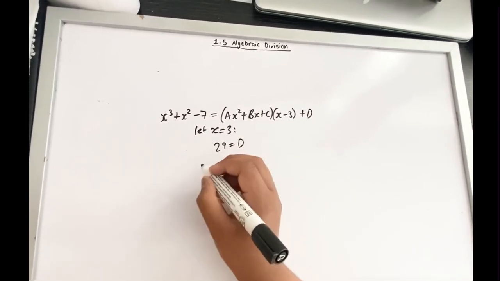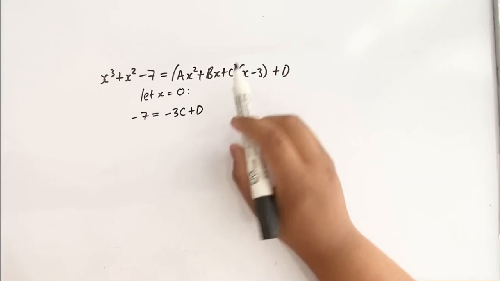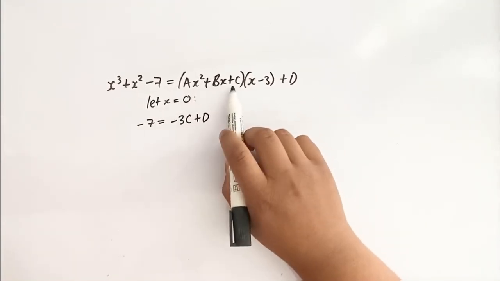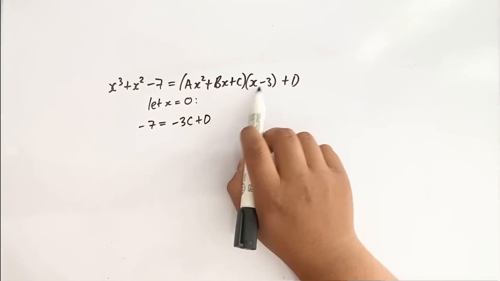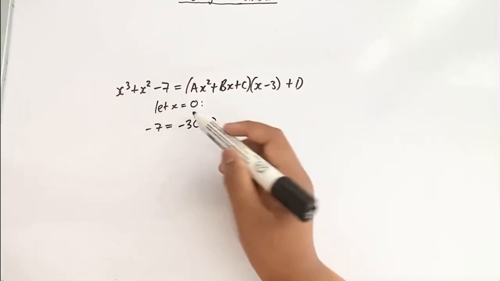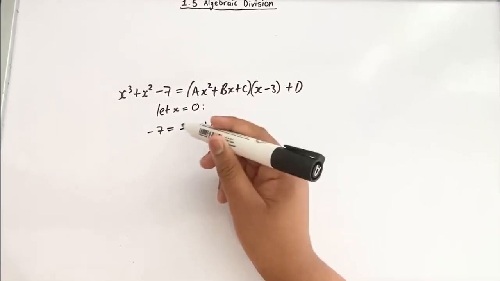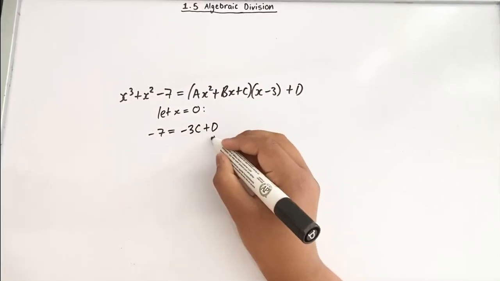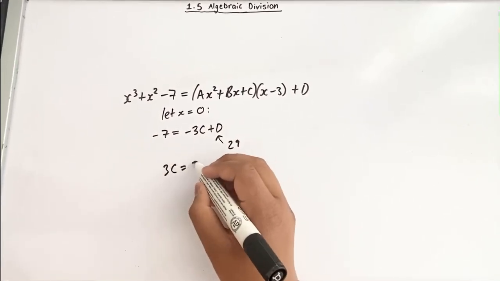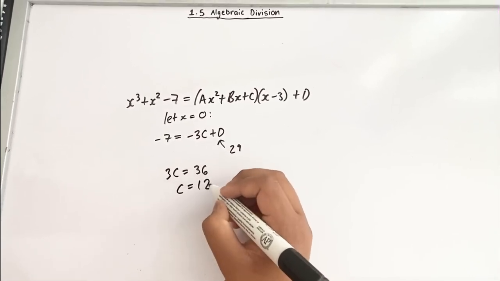Now let's let x equal 0. If we let x equal 0, we can see that the a and b will cancel out, and all we're left with is c times minus 3, plus d. 0 plus 0 minus 7 is minus 7. We get minus 7 equals minus 3c plus d. We know d is 29, so we get 3c equals 36, and we get c equals 12.